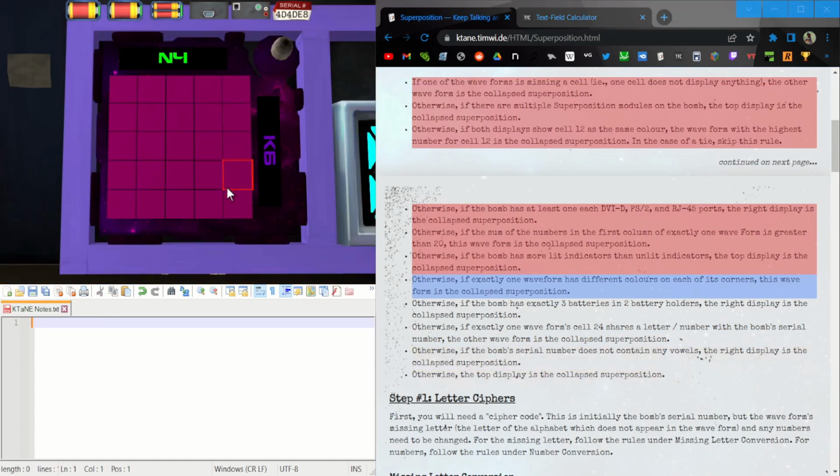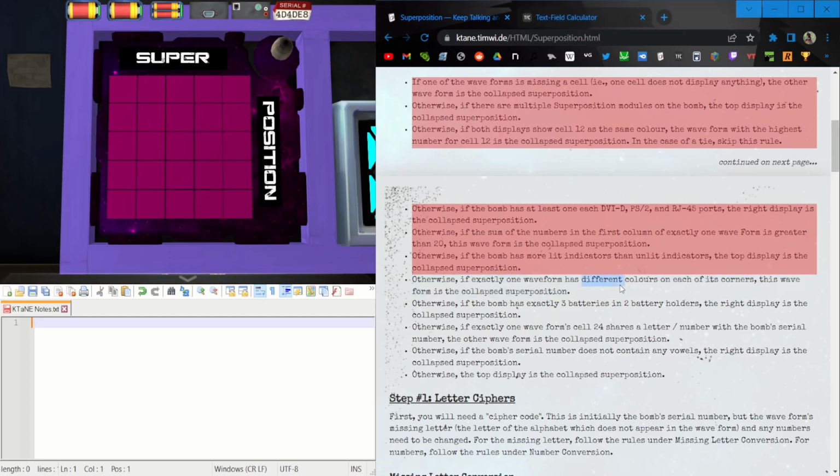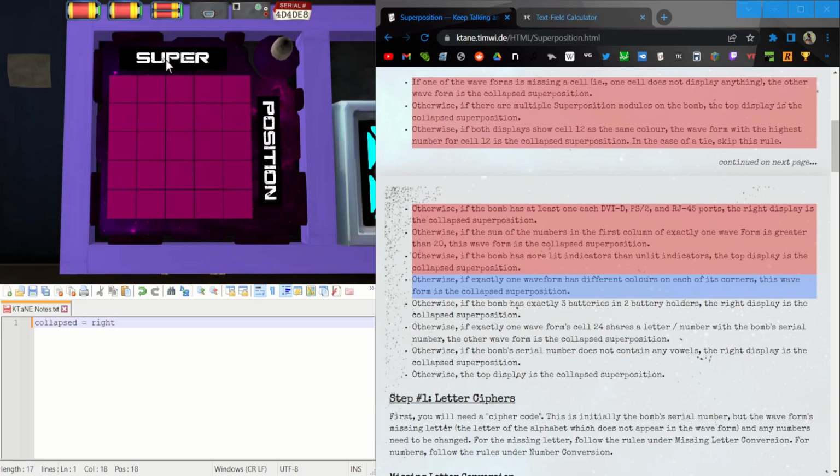So yeah. Something to mention is you can actually toggle each of these cells in the grid right here. You can do whatever you want with them. You'll still be able to see all the information on both displays. But for now, let's untoggle them. And to submit, you'll be using this data slide. So we got this rule, and exactly one waveform. So we determined that the right display here is the collapsed superposition. So the collapsed is the right, which means that we can completely ignore the top display.